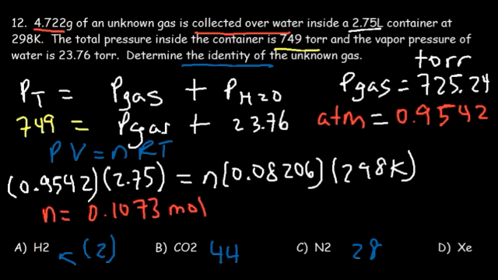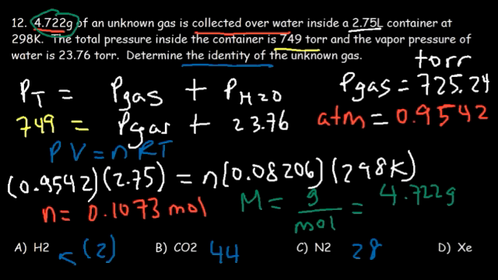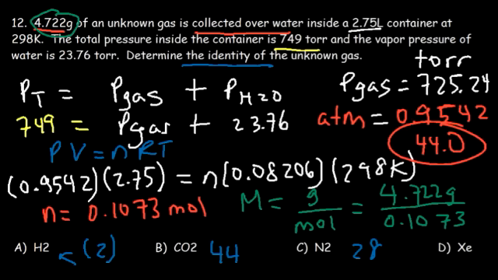Now, to find the molar mass, which I'll write as capital M, that's not molarity, by the way, molar mass is going to be the grams divided by the moles. It has the units grams per mole. So let's take the mass, which is 4.722 grams of the unknown gas, and let's divide it by the moles, 0.1073. So 4.722 divided by 0.1073, we get a molar mass of 44.0, which means that the unknown gas is carbon dioxide because it has a molar mass of 44. And that's what you need to do anytime you need to identify the identity of an unknown gas. Find the molar mass, take the grams divided by the moles, and that's it.